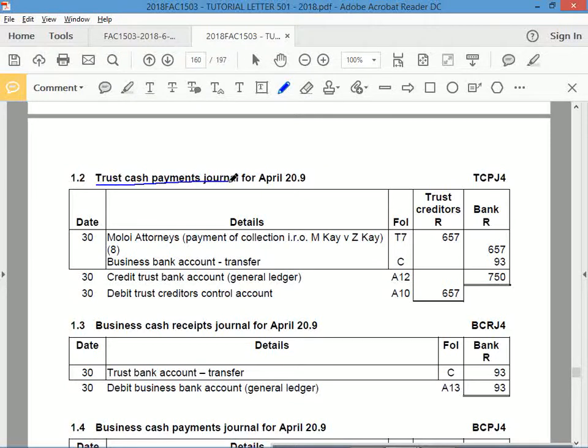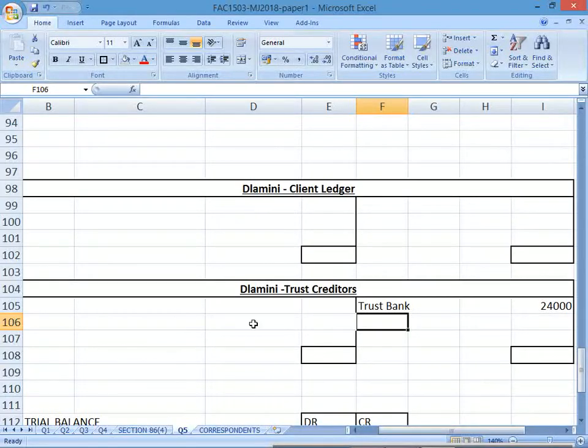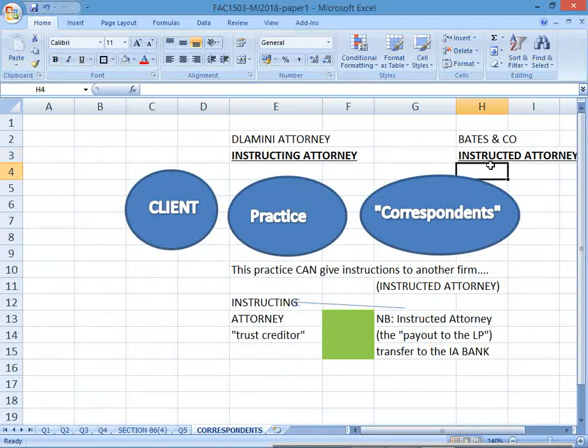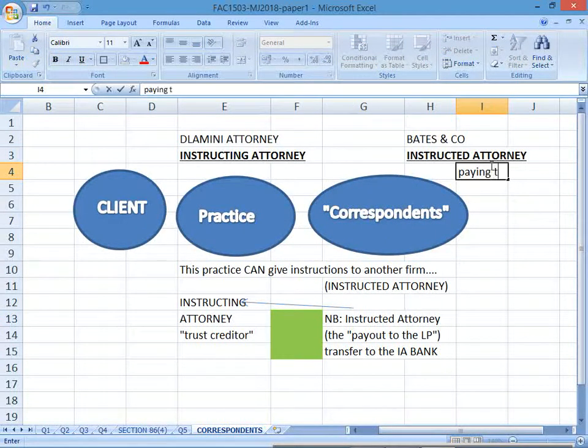In the trust cash payments journal, you can see they've paid a portion, which was the 6,575, which was the transfer, and the 93 is the difference. So the total was the 750. The 750 is split. Part of it is going to paying off all those fees to the instructed attorney, because the instructed attorney is going to be paying those fees on behalf of the client.